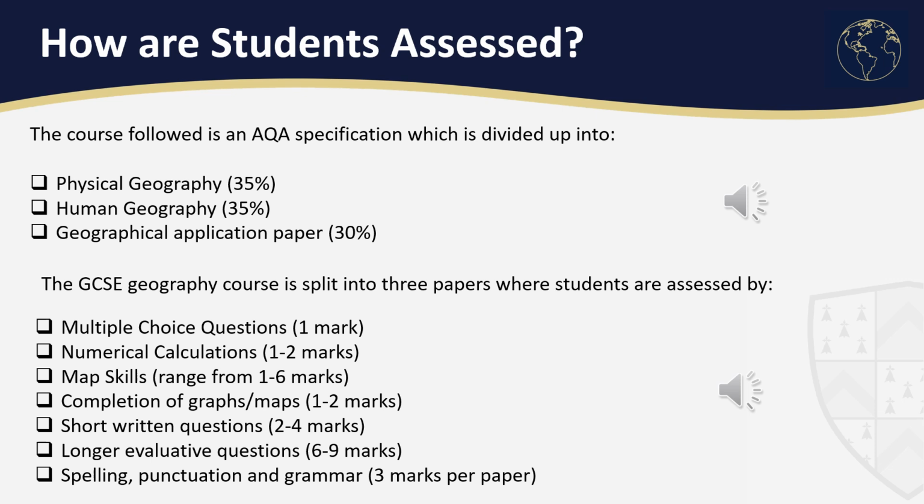So what's the course about? There are 3 elements, 3 papers. There's the physical geography paper, which is 35%, the human geography paper, which is 35%, and the geographical applications paper, which is worth 30%. All 3 of those papers are sat at the end of year 11, and I'll go through the different aspects of those papers.